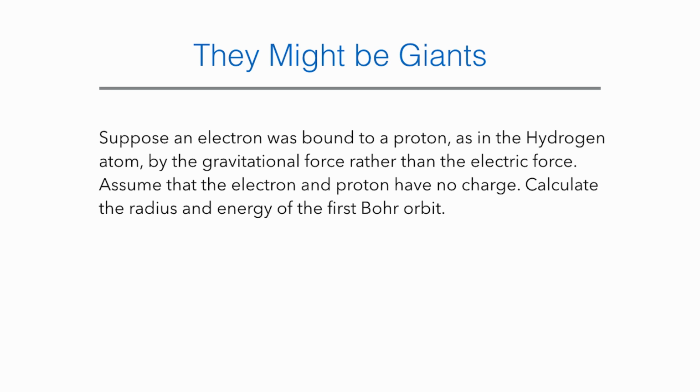Suppose an electron was bound to a proton, as in the hydrogen atom, by the gravitational force rather than the electric force. Assume that the electron and proton have no charge. Calculate the radius and energy of the first Bohr orbit.